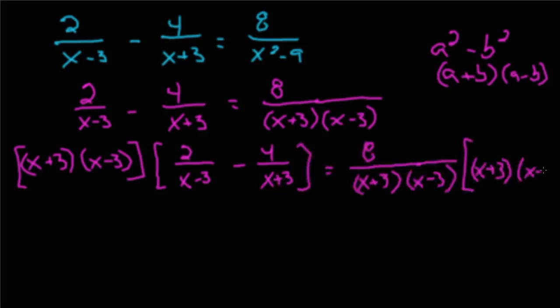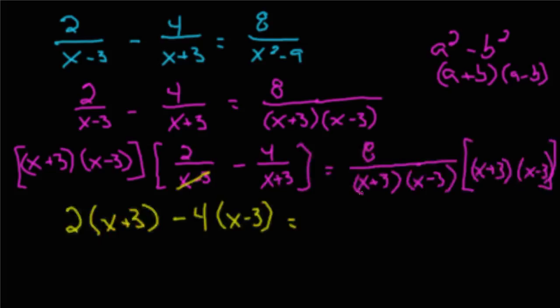So, come in here again. This x minus 3 term will cancel with this x minus 3 term. So we'll be left with 2 times x plus 3. This x plus 3 term on the bottom here will cancel with this x plus 3 term. So we'll be left with a minus 4 times x minus 3. And over on the right side of the equation here, this whole thing will cancel out. So we'll be left with 8.